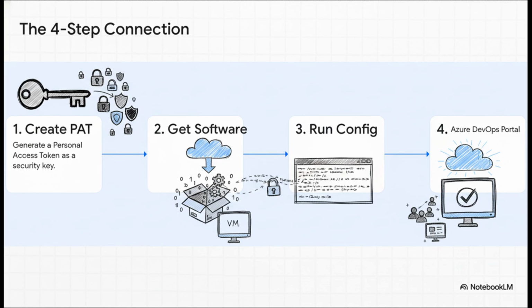First, we create a special security key. It's called a Personal Access Token, or PAT for short. Then we jump onto our VM and download the agent software from Microsoft. We run a quick configuration script using that PAT we just made, and for the grand finale, we just hop back to the DevOps portal to make sure our agent is online and ready for action.